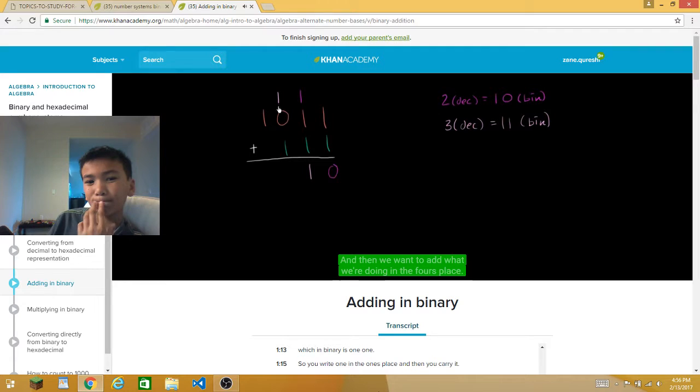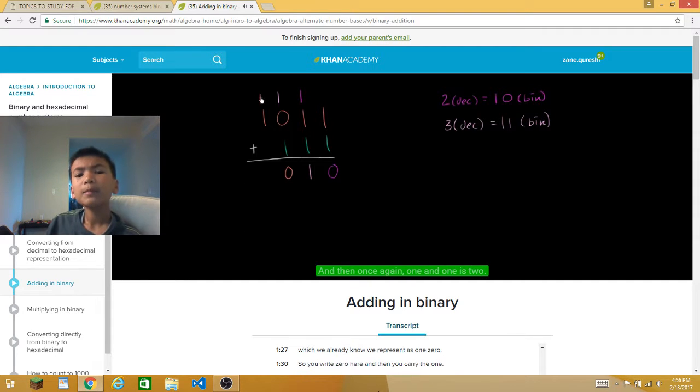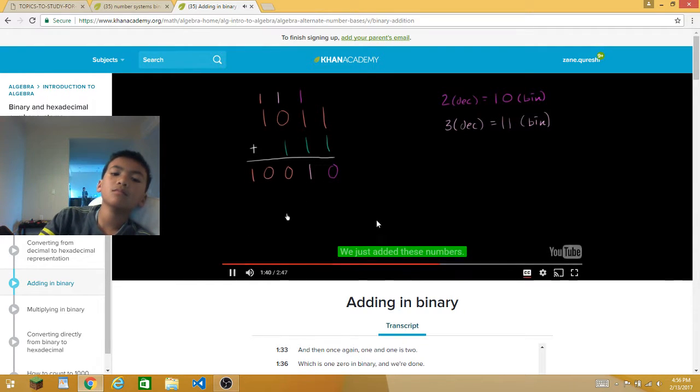And then we want to add what we're doing in the 4's place. And over here, I have a 1 and a 1, which is going to be 2, which we already know we represent as 1, 0. So you write 0 here, and then you carry the 1. And then once again, 1 and 1 is 2, which is 1, 0 in binary. And we're done. We've just added these numbers.